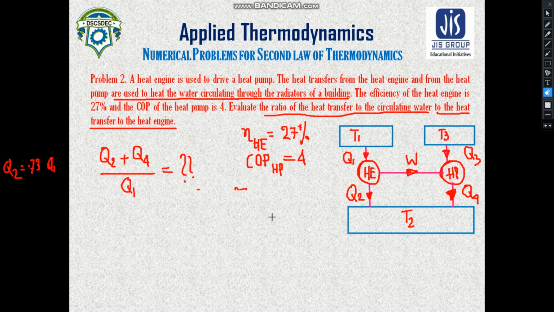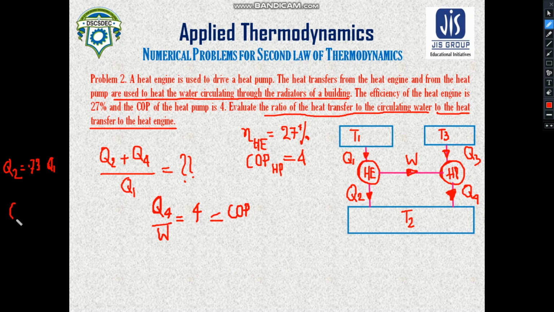Okay, so let us clear this up. And now coming on to this information here, we can write this Q4 is the desired output, when W is your work input. So Q4 by W you can write as 4, because this is your COP. If you remember the formula, COP always refers to the desired output divided by the work input. So Q4 by W can be written as 4.